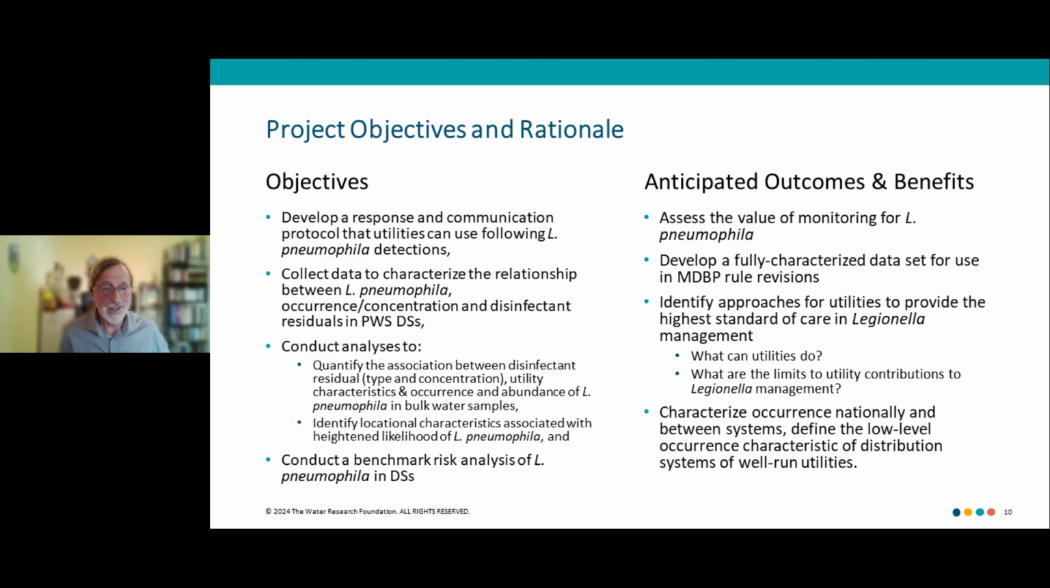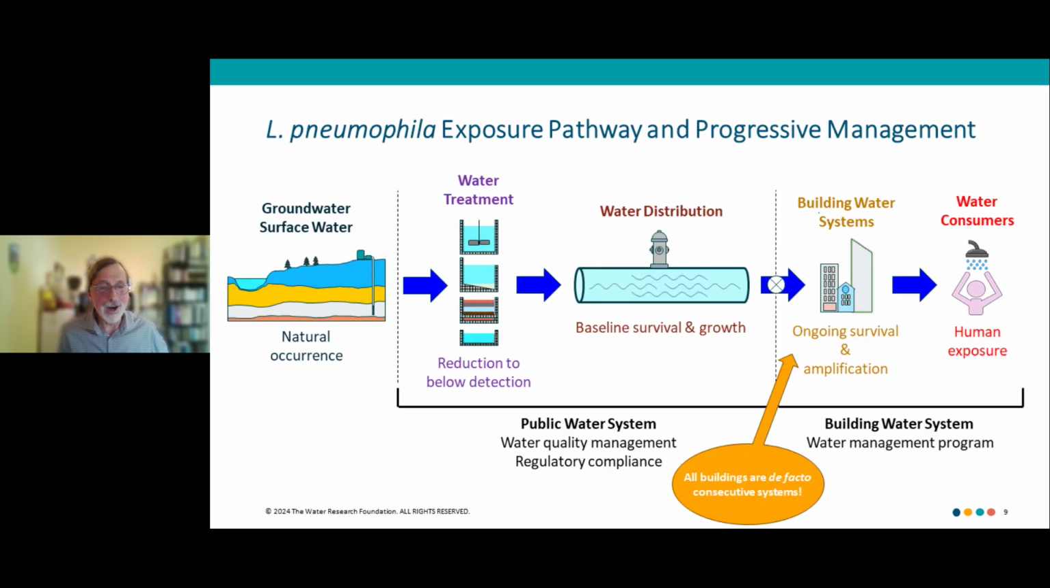And all buildings are de facto consecutive systems. I put that in there because this community, we're the drinking water community. If you think of the building as a consecutive system, that might help you understand a little bit better what you can do in terms of keeping the water quality good and helping the consecutive system manage itself.